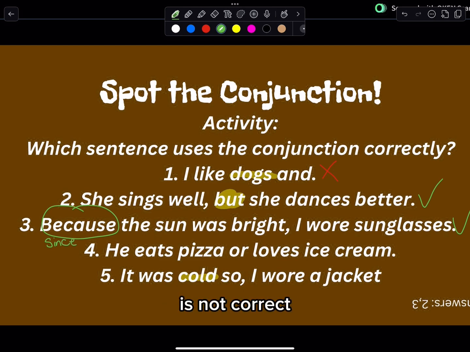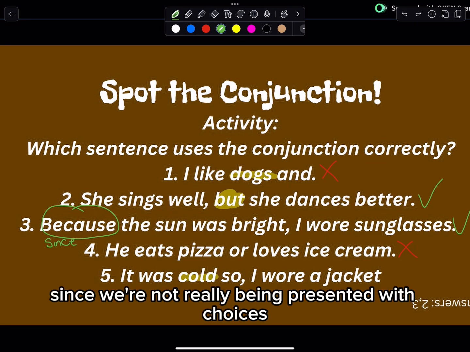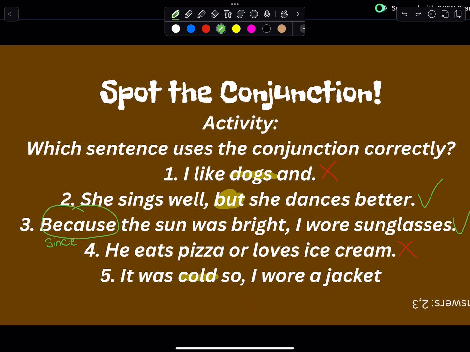Number 4 is not correct. He eats pizza or loves ice cream. It sounds almost like a fragmentary sentence when this idea is incomplete. "He eats pizza" could be left alone fine as a sentence, at least a short one. But since we're not really being presented with choices, it doesn't make sense because these are two statements, not two options.